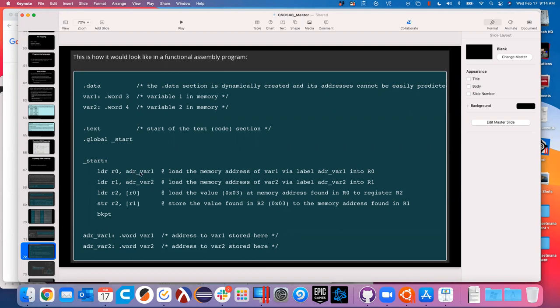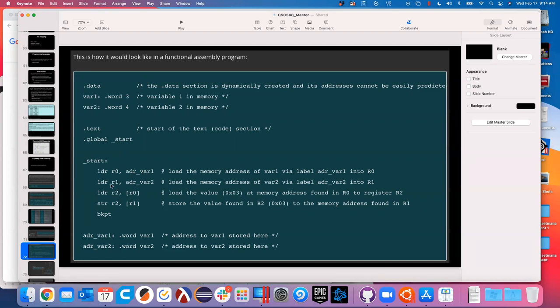So R0 will be equal to the memory address of var1. R1 will be equal to the memory address of var2. Then R2 will be equal to the value of what lives at R0, which is the value of var1, a 3. Make sense? So R2 gets the value that lives at memory address R0, and R0 holds the address of var1. So we're saying go to memory, get the address of var1, and store that address inside of R0.